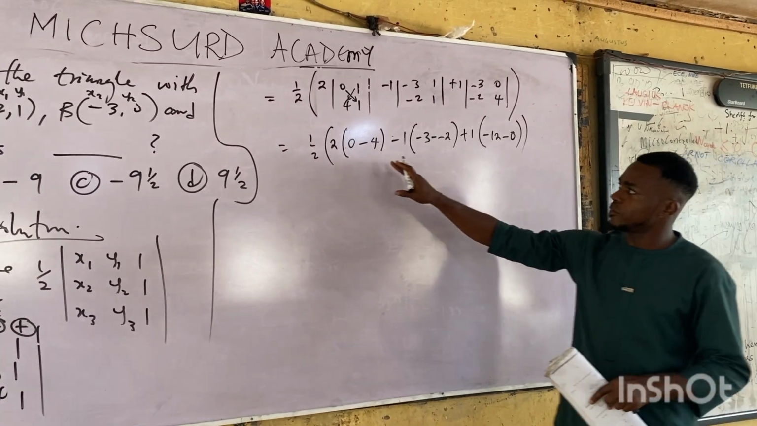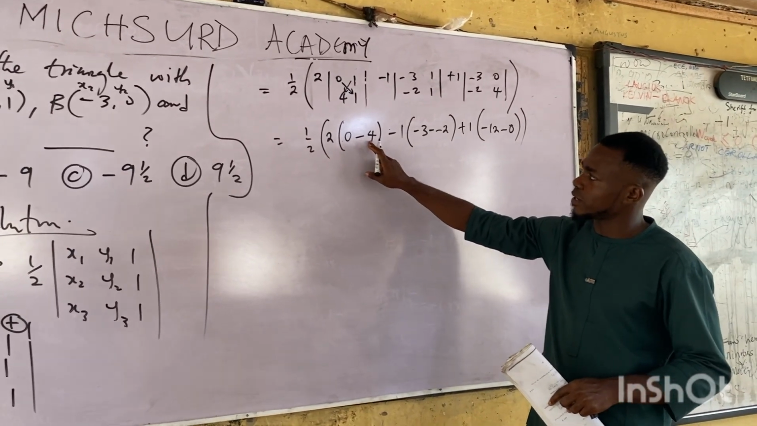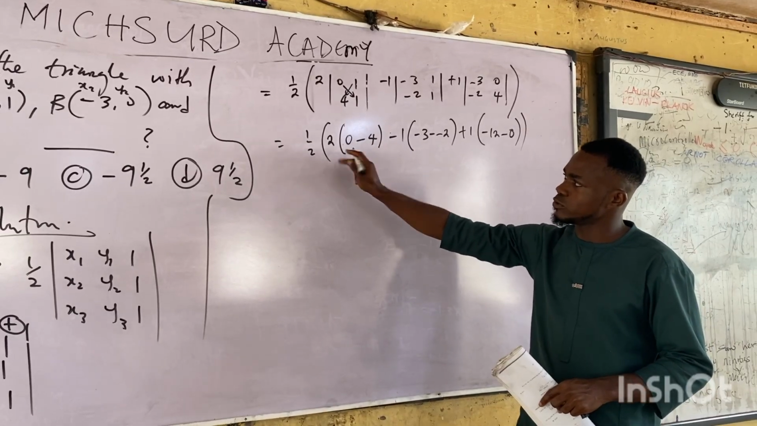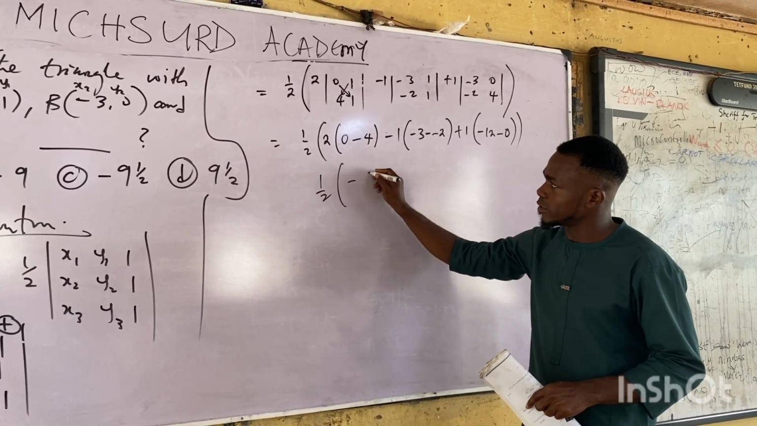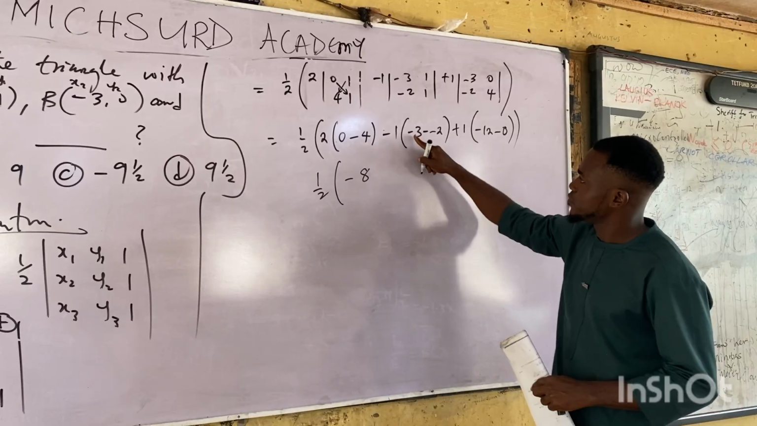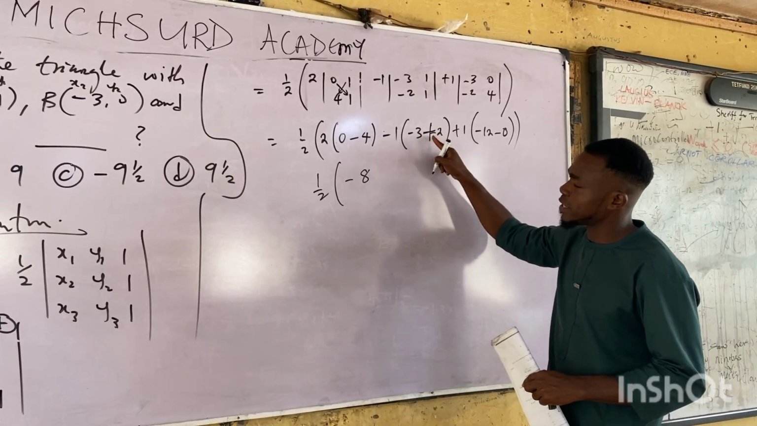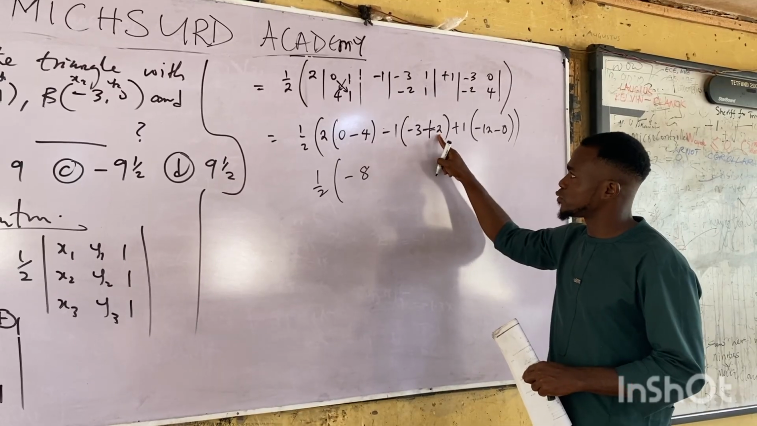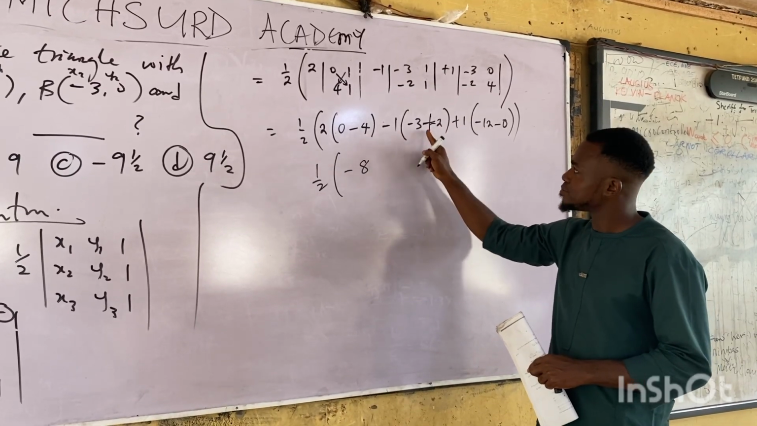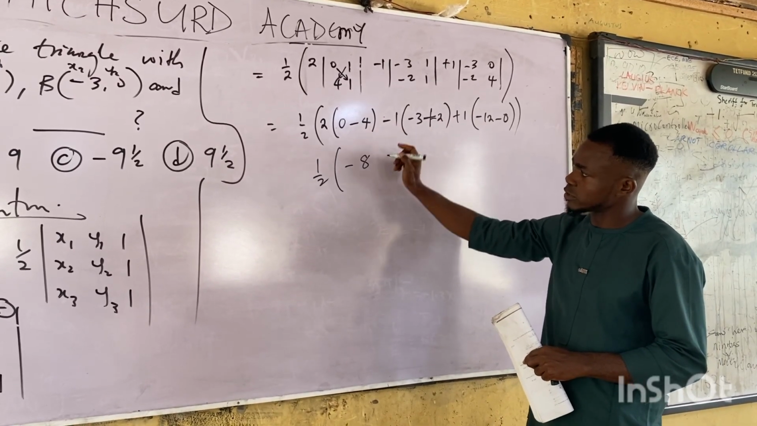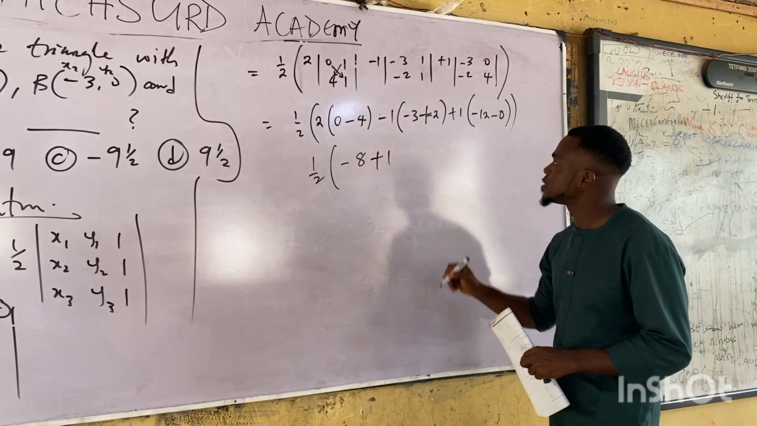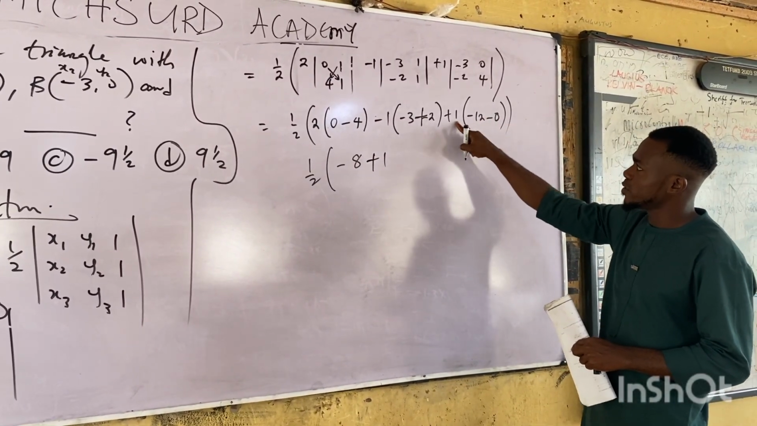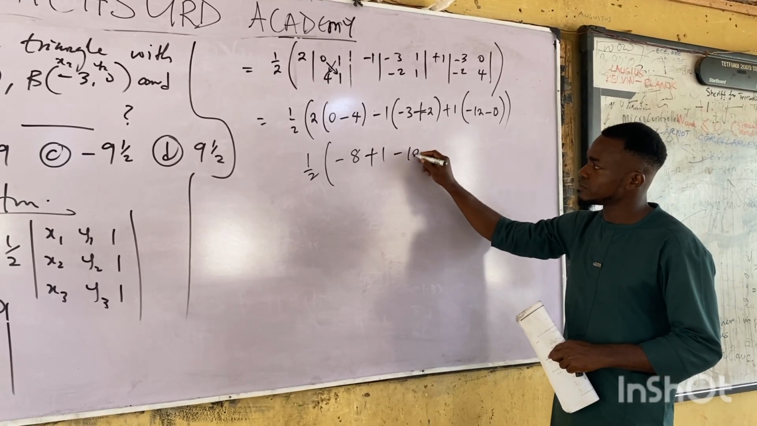So if you open the bracket, this is 0 minus 4 is minus 4. Minus 4 will multiply with 2. You have minus 8. Then here we change to plus because minus times minus is plus. So minus 3 plus 2 will give us minus 1. Minus 1 multiply with minus 1. We have plus 1. Now we come to this. This is minus 12 minus 0 is minus 12, times 1 will give us minus 12.